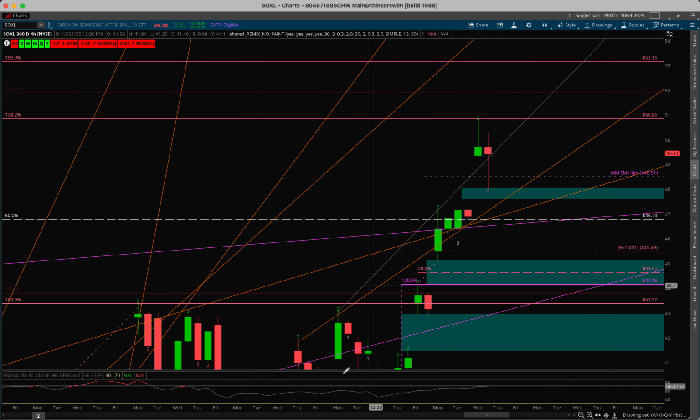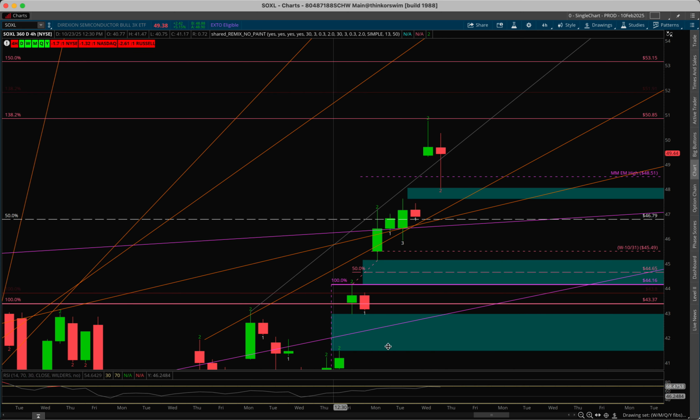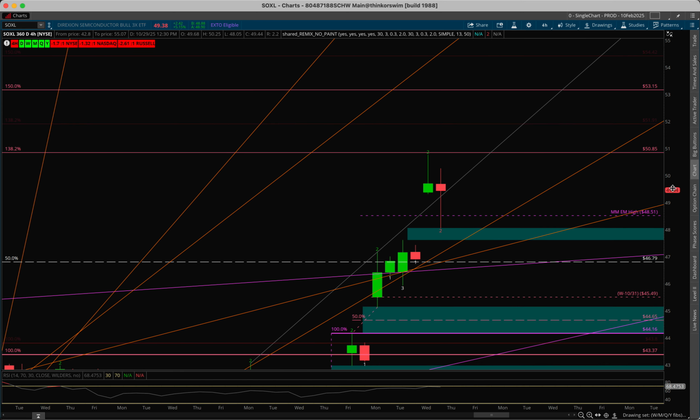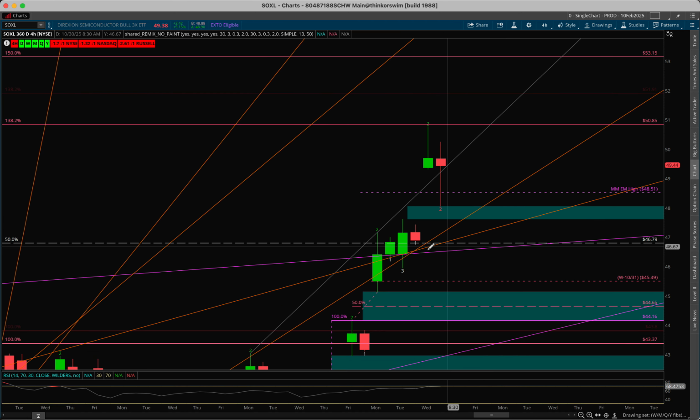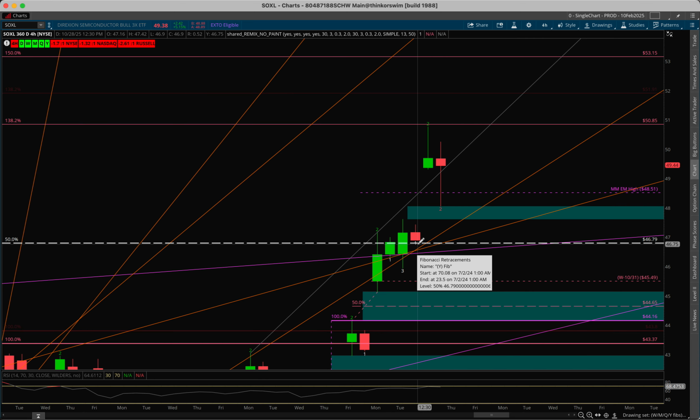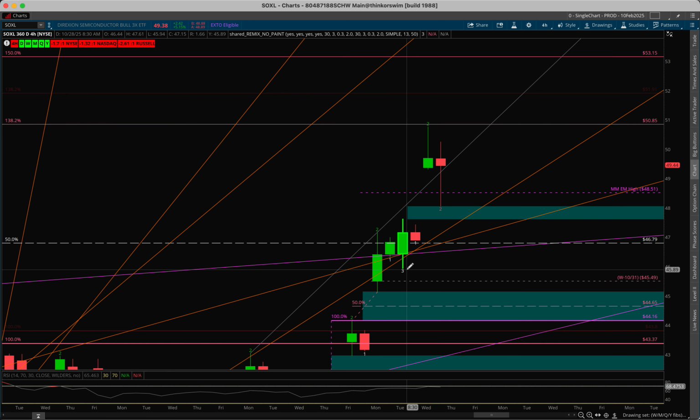If you're not familiar with the strat, when you have a 1, 2 up, 2 down, the magnitude of the move is the low of the candle to the left of the 1. So the magnitude is down here at 45.94. Now, obviously, it didn't make it there. In fact, it kind of hammered up, but it did still close red.